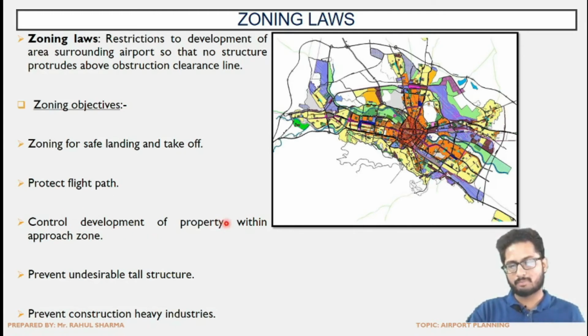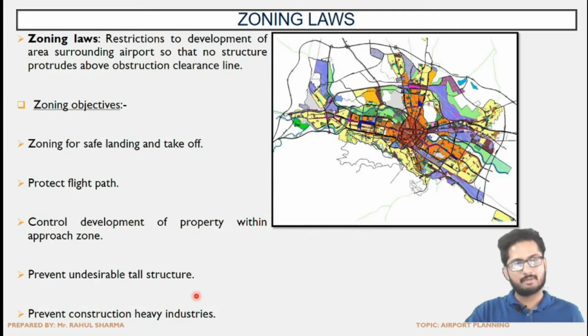Control development of property within the approach zone. Approach zone basically indicates that portion or the path along which the movement will take place. So controlling the development of the property in that path, so that there is no land use which will have an influence on that path, or which might create a hindrance during the movement along a specific path.